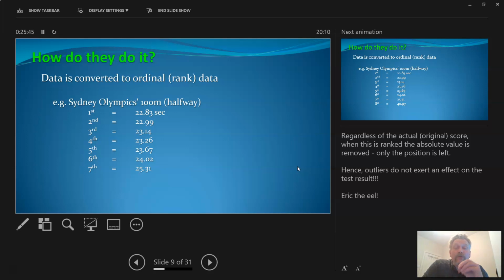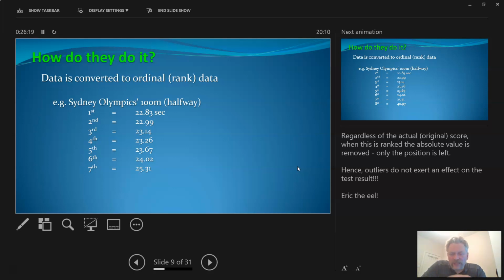But all you do is take that raw data and convert it to an ordinal level. You just rank that data. So, as an illustration, if you think back to the Sydney Olympics that were held in 2000 or so, I've got here some made up data from the men's 100 meter freestyle swim.